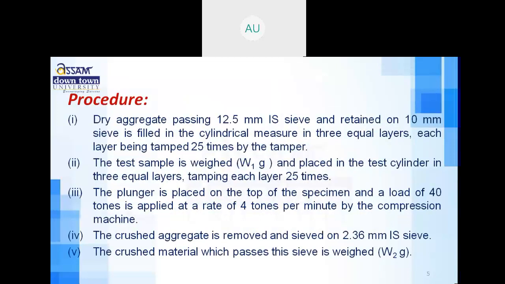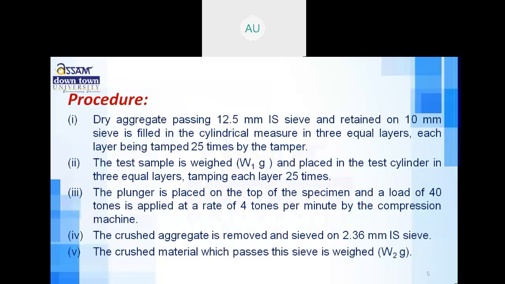Now, the procedure of this test. Various steps are involved in the procedure. The first step is to take dry aggregate passing 12.5 mm IS sieve and retained on 10 mm IS sieve. Then the aggregate is filled in the cylindrical measure in equal 3 layers, each layer being tamped 25 times with the help of the tamping rod.